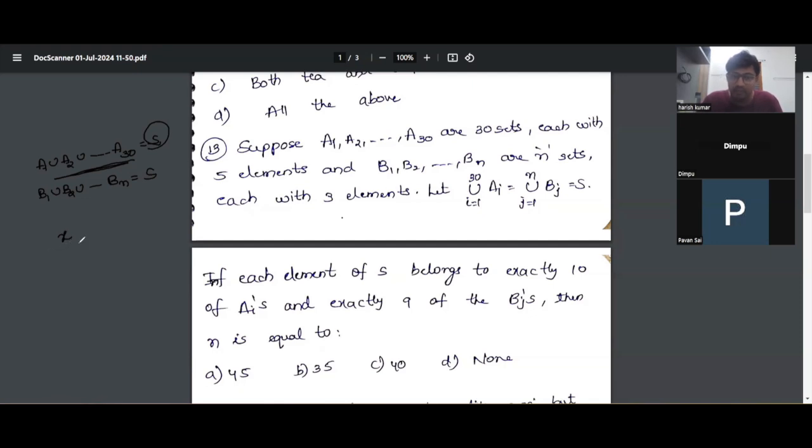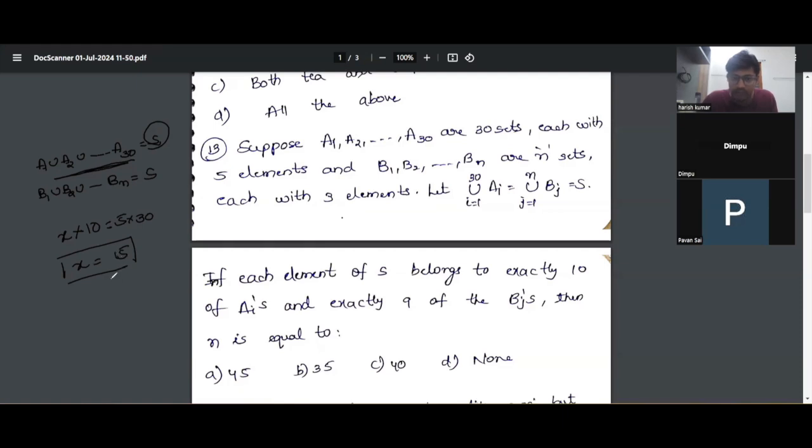And we are writing each element of S how many times? 10 times, because each element of S belongs to exactly 10 of A's, right? So each element మనం ఎన్నిసార్లు రాస్తాం ఇందులో? 10 times రాస్తాం. That is equal to total elements, 5 into 30, right? So X is 150 by 10, which is 15.